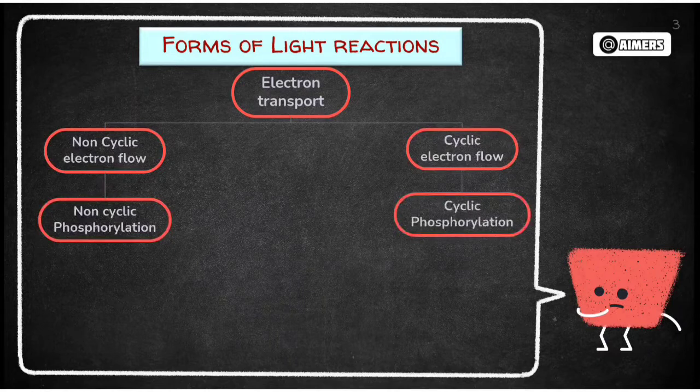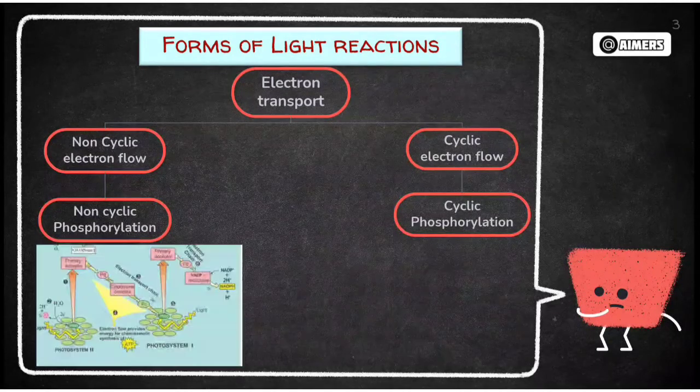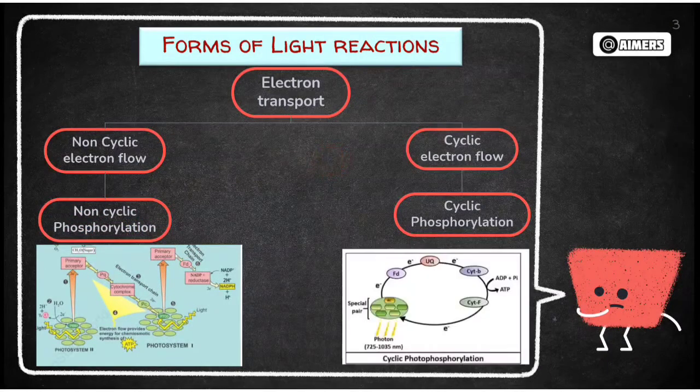And the form of light reaction in which electrons are transported in a cyclic form is called cyclic phosphorylation. You may look here in the diagram that the pattern over here is non-cyclic. You may see that this is a Z shape, okay? So electrons are transported in a Z shape or zigzag pattern. That is why it is called non-cyclic phosphorylation. While in case of cyclic phosphorylation, you may see that the pattern of electron transport forms a cycle. That is why it is called cyclic phosphorylation.